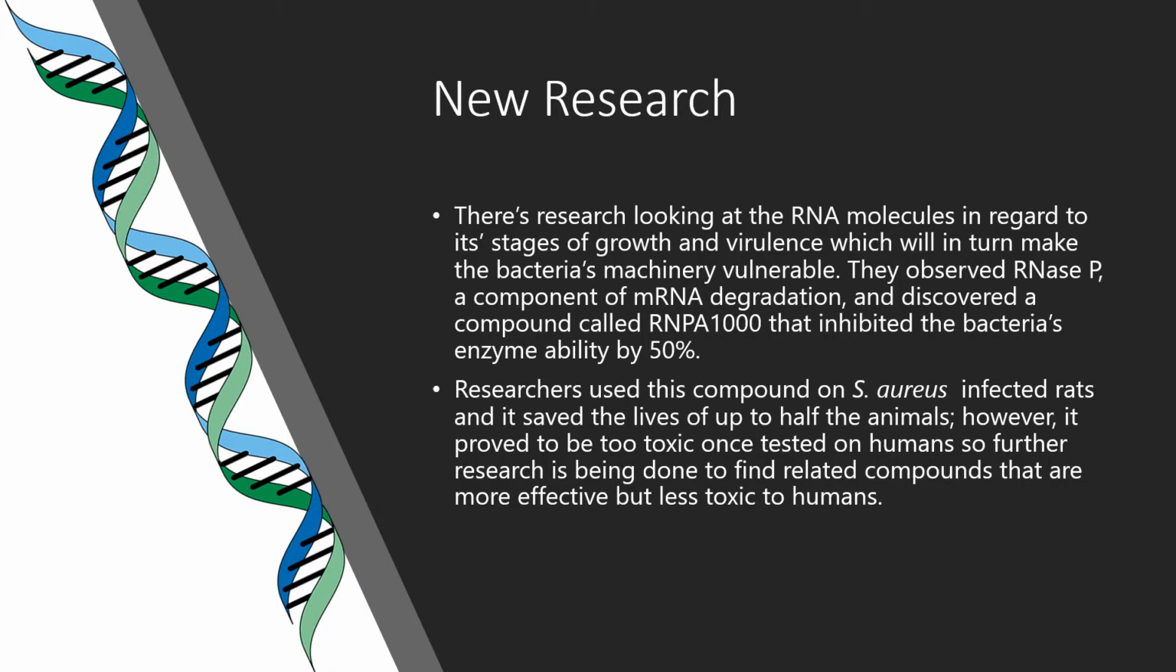New research. There's research looking at the RNA molecules in regard to its stages of growth and virulence, which will in turn make the bacteria's machinery vulnerable. They observed RNase P, a component of mRNA degradation, and discovered a compound called RNPA1000 that inhibited the bacteria's enzyme ability by 50%. Researchers used this compound on S. aureus infected rats, and it saved the lives of up to half the animals. However, it proved to be too toxic once tested on humans, so further research is being done to find related compounds that are more effective but less toxic to humans.